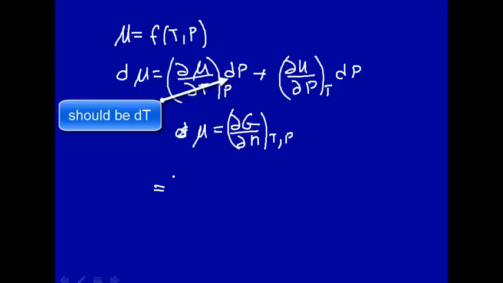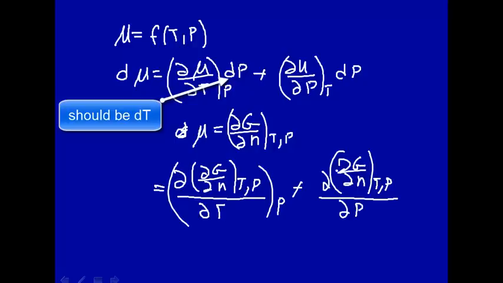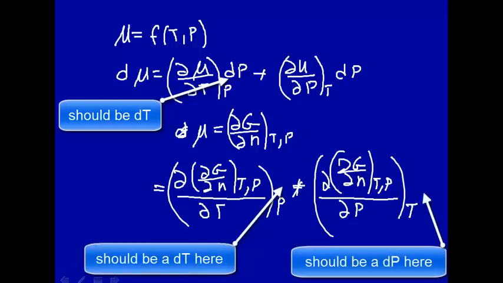So now we have d mu is how G changes with the number of moles at constant temperature and pressure, how that quantity changes with temperature at constant pressure, plus how G changes with N at constant temperature and pressure, and how that quantity changes with pressure at constant temperature. Look at this. This is G. We're taking the derivative first with N and then with T.